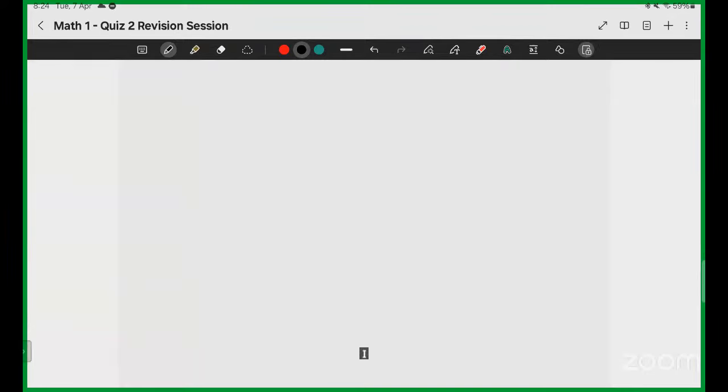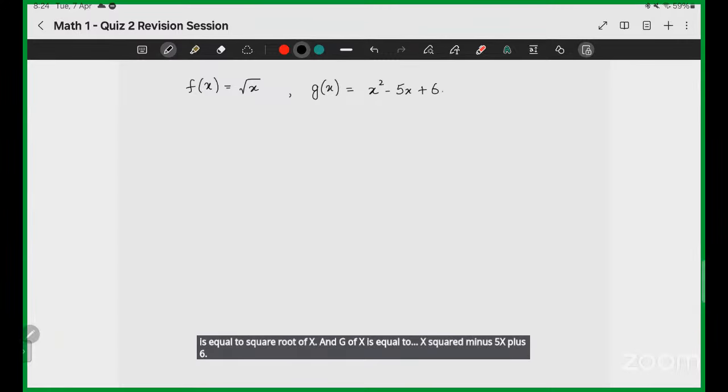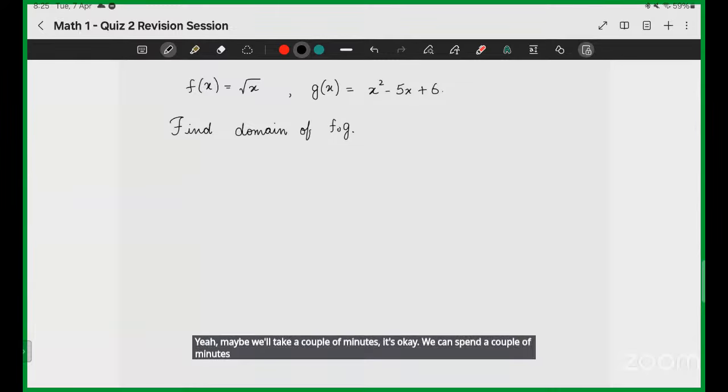I'll keep it simple. So let's do f of x is equal to square root of x, and g of x is equal to x squared minus 5x plus 6. Find the domain of f of g. Would you guys like to try? Yeah, maybe we'll take a couple of minutes. It's okay. We can spend a couple of minutes on this.